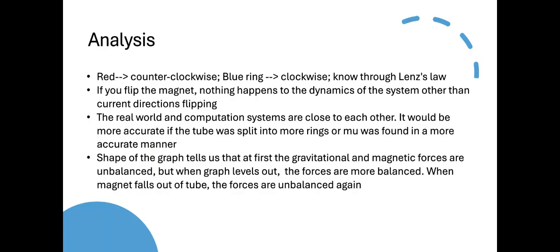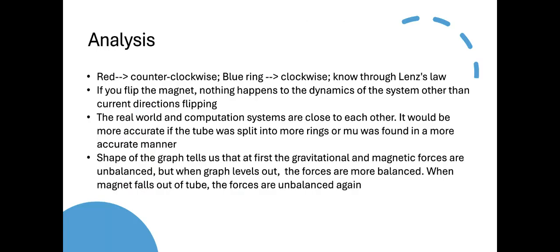If you flip the magnet, nothing happens to the dynamics of the system other than the current directions would flip. The real world and computational systems are close to each other. It would be much more accurate if the tube was split into rings, or if mu was found in a more accurate manner.